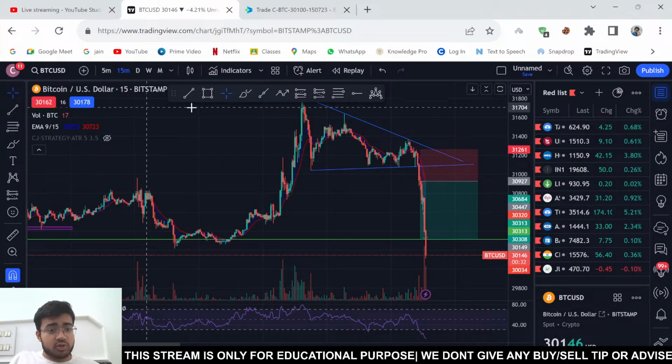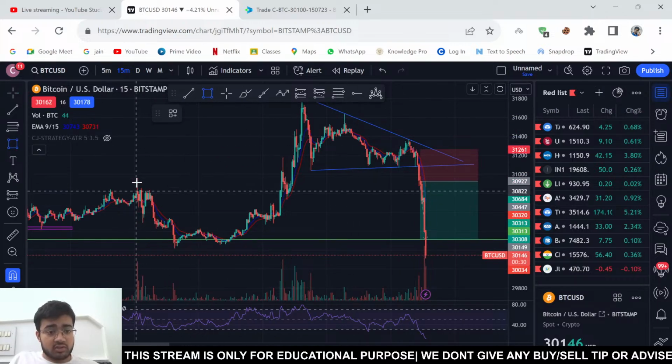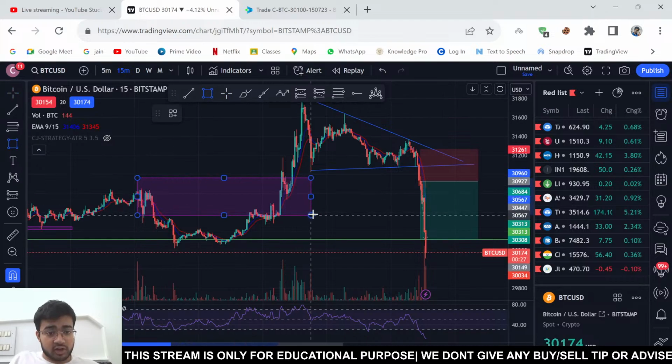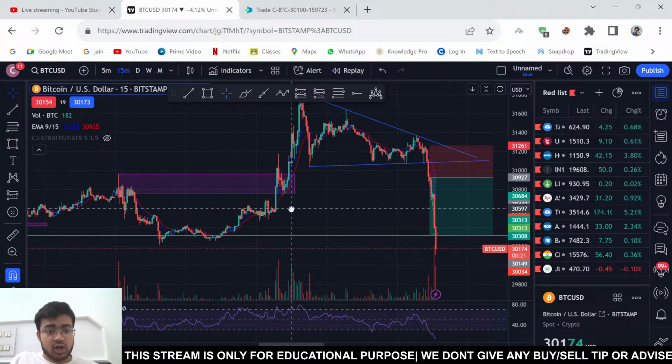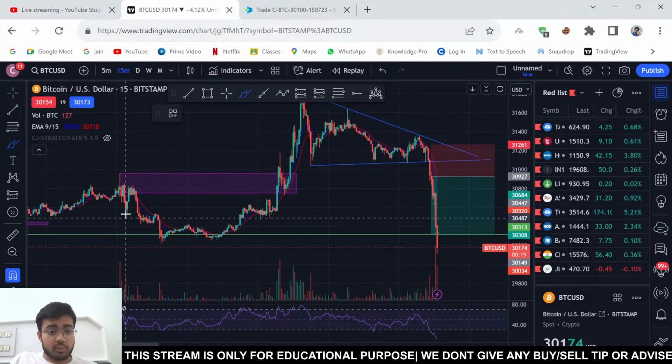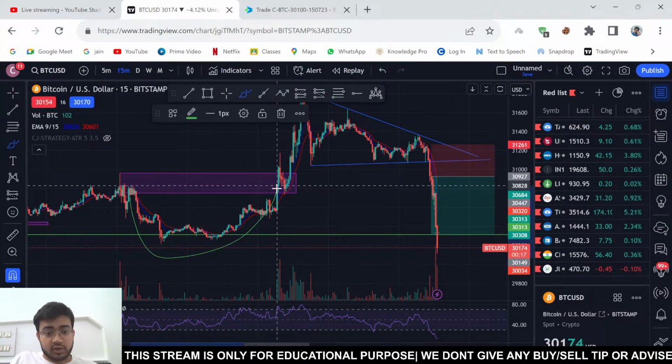And one more thing, guys, I missed this trade, but I'm going to show you that this trade was also a very good trade. If you wanted to take a trade here, see, this was a good cup trade. Cup, not cup and handle, but a cup trade. See, it's forming a cup. I'm going to show you what a cup and handle is.